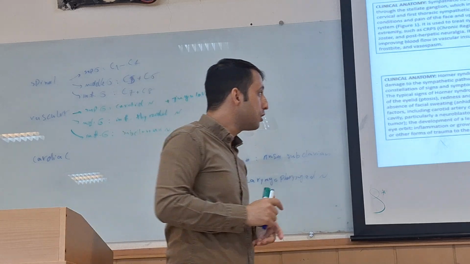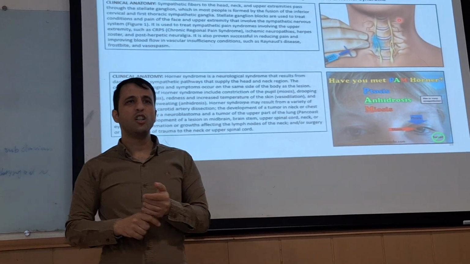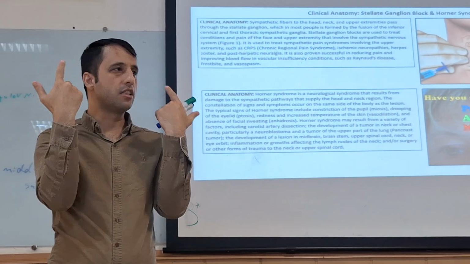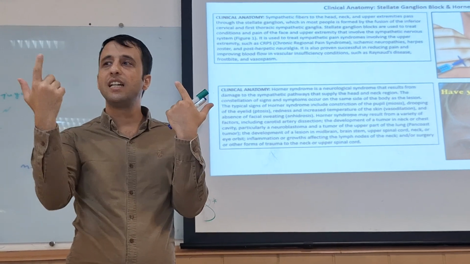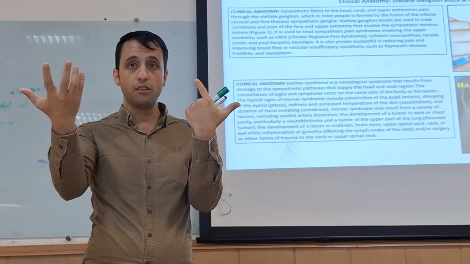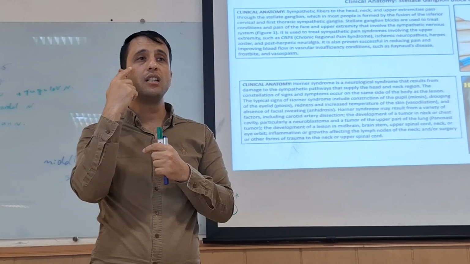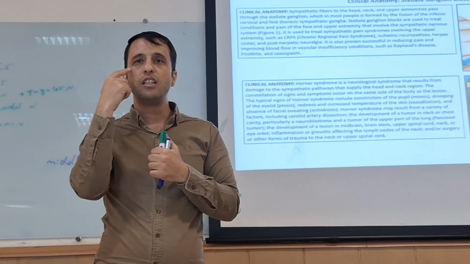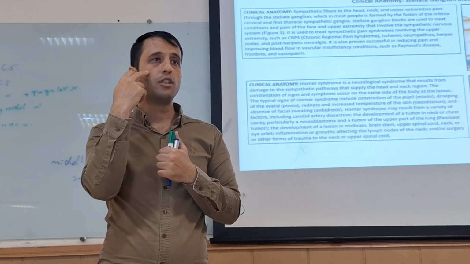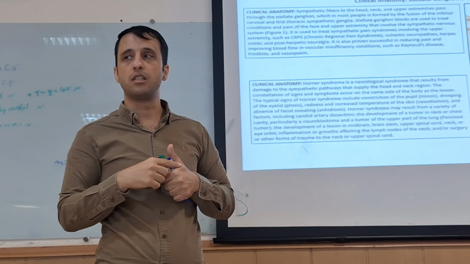Okay, another sign is anhidrosis. What does anhidrosis mean? You know that we have sweat glands in the skin. The sweat glands are innervated by sympathetic fiber. So if I cut this sympathetic fiber, this area is dry. We don't have secretion of the sweat glands at this area. This area is dry. It is named anhidrosis.